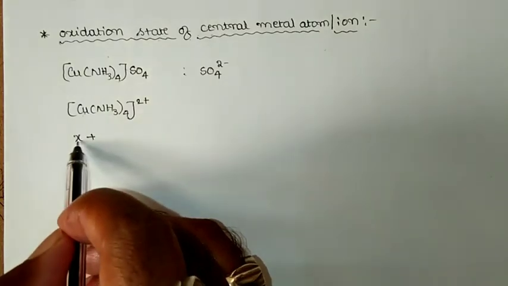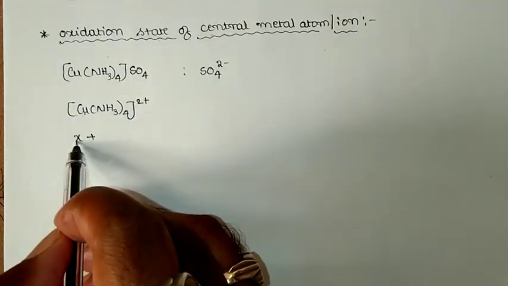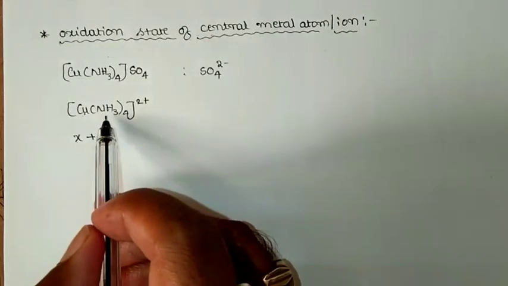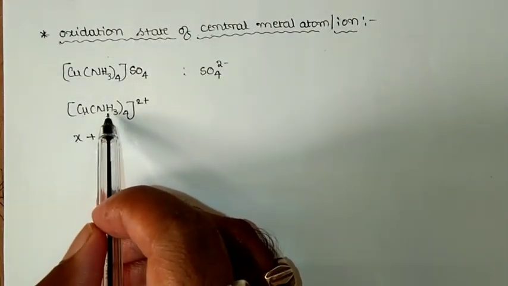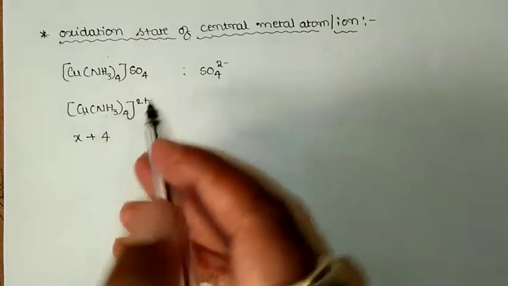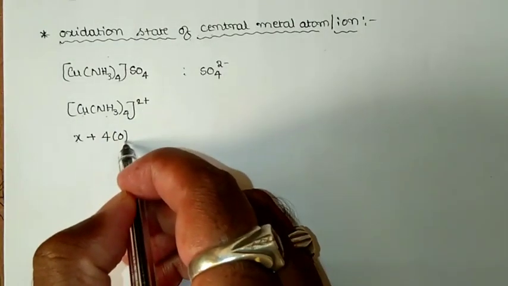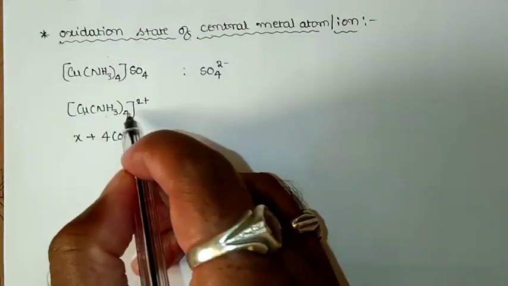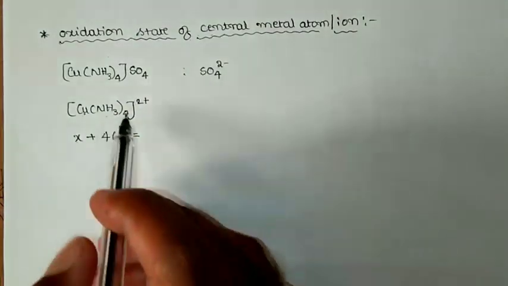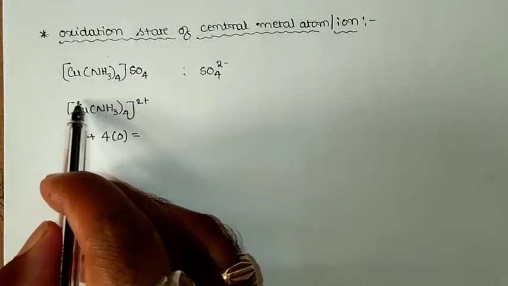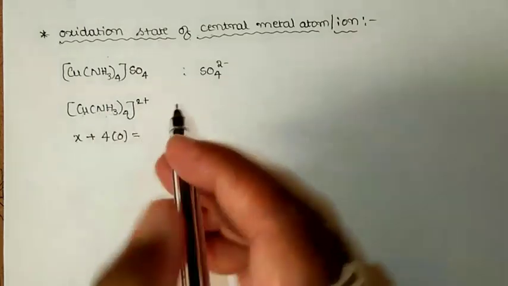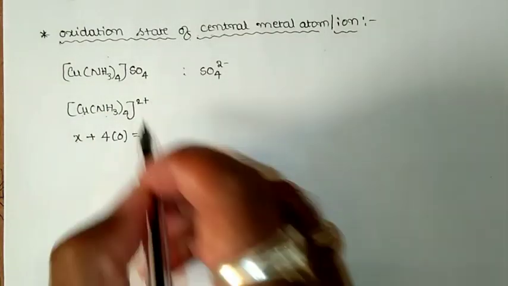So the oxidation state of the central metal ion, that is copper, is supposed to be determined, and here there are 4 amine ligands, and amine is a neutral monodentate ligand. Neutral in the sense that the oxidation state or charge on the amine ligand will be 0, and no other ligand is present. The algebraic sum of oxidation states of the constituents of the coordination sphere should be equated to the charge present on it.